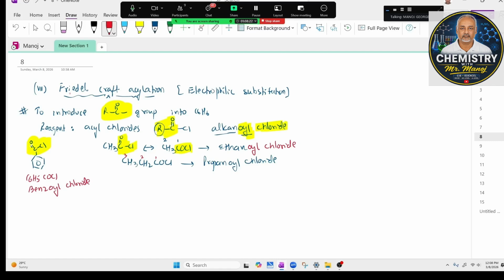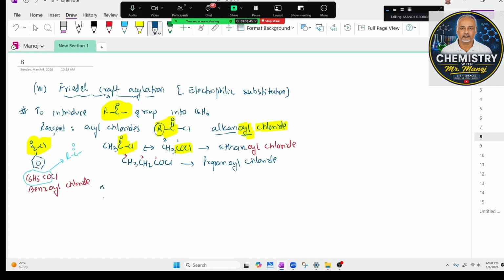Now you've got a lot of reagents there. Any of these can work. Ultimately it depends on what kind of RCO you want to introduce. That's the RCO. This entire thing is the RCO. Don't forget that. Now let's do some questions to understand how this goes.